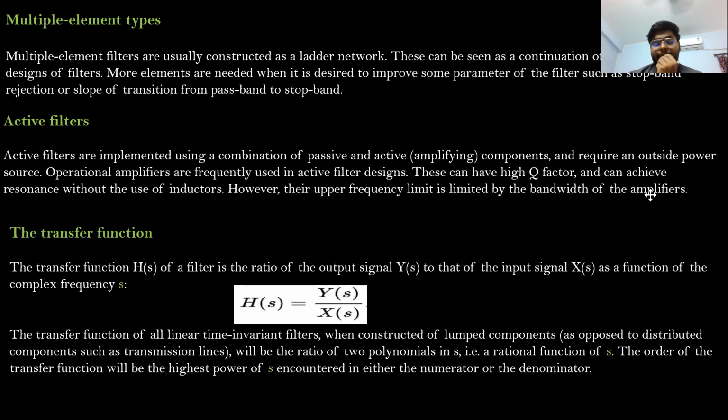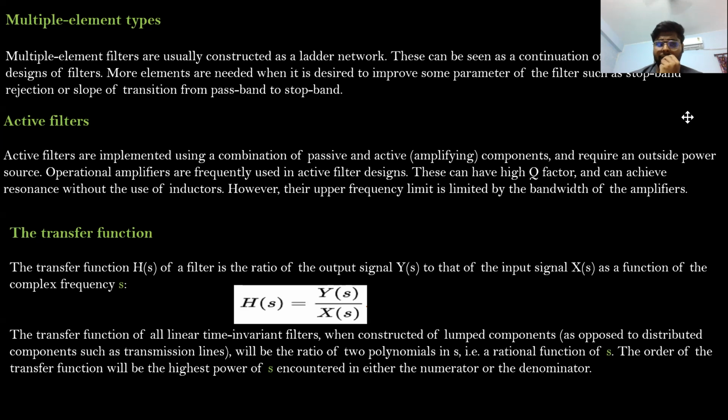These are another type of filters, which are independent of the source power. Active filters are implemented using a combination of passive and active components and require an outside power source. Operational amplifiers are frequently used in active filter designs. These can have high Q factor and can achieve resonance without the use of inductors. However, their upper frequency limit is limited by the bandwidth of the amplifiers.